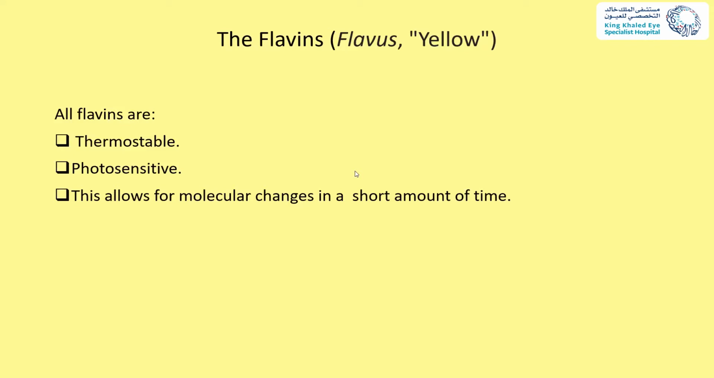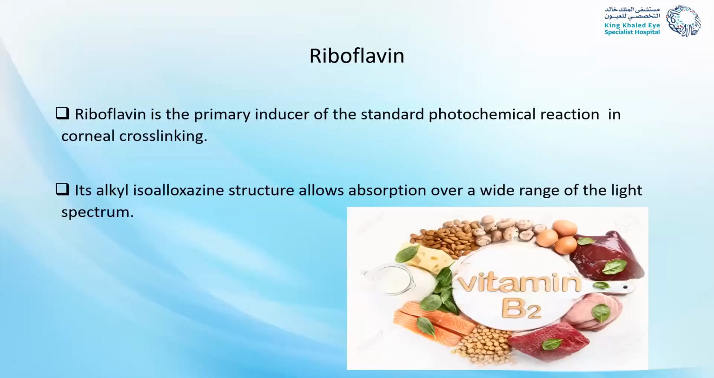So flavin is from flavus, yellow, and you can tell just by the color of your riboflavin fluid. Riboflavin is the most naturally occurring form, which is vitamin B2. You can find it in lots of the food supply. It's the primary inducer used in many photochemical reactions, not just for corneal cross-linking, but for other cross-linking processes that are also dependent on photoreactive stimulation. The structure of this riboflavin, the alkyl isoalloxazine structure, allows absorption of a wide range of the light spectrum.